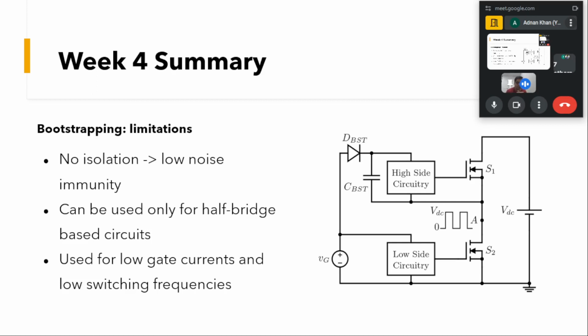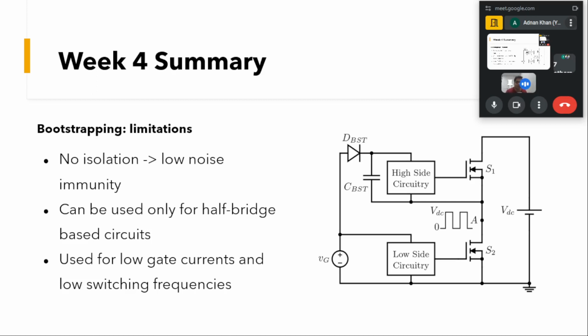But in a nutshell, you have to keep in mind that this bootstrapping is only applicable for these half bridge circuits. Most of our topologies, be it buck converter, boost converter, buck-boost, rectifiers, inverters and so on, have this half bridge leg, so we can have this bootstrap in all of these circuitries.